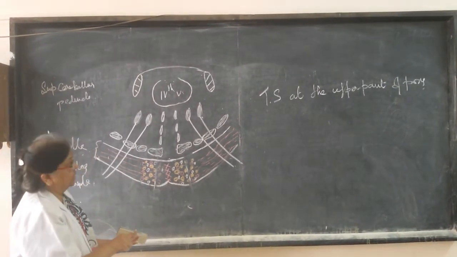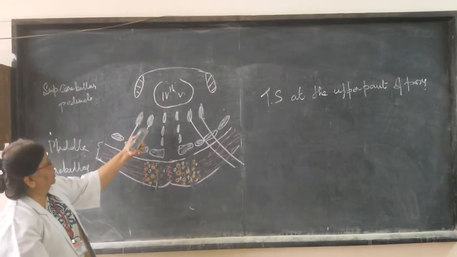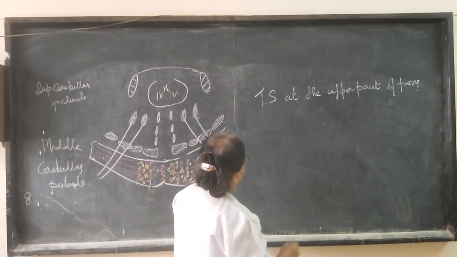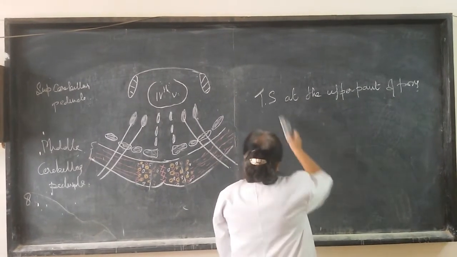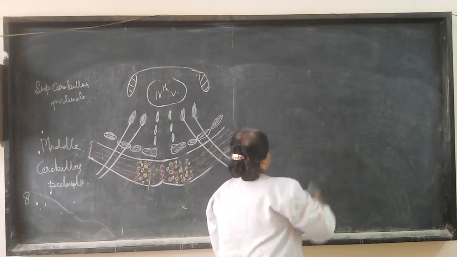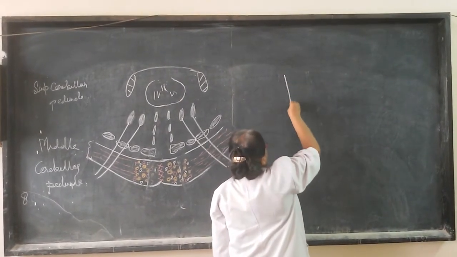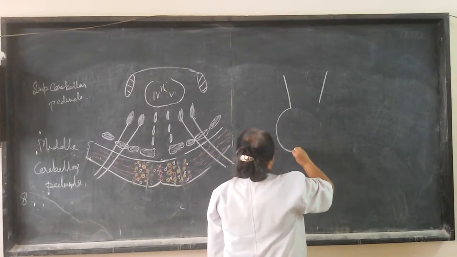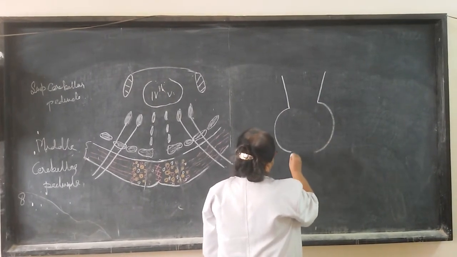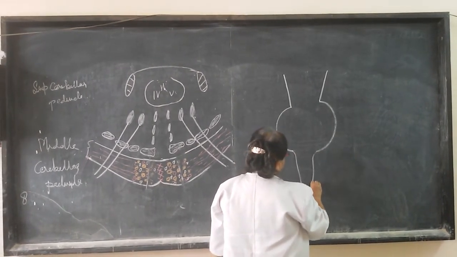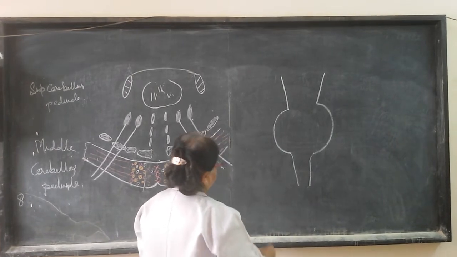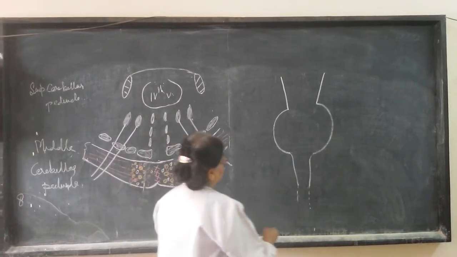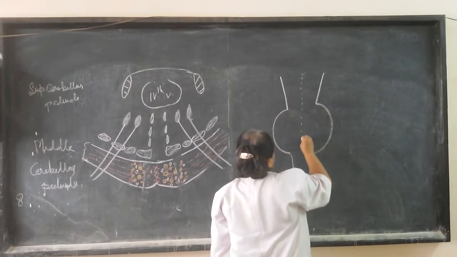Now, let us try to understand the fifth cranial nerve. We are seeing only two nuclei related to the fifth cranial nerve. Let us try to understand what the other nuclei of the nerve are. Trigeminal nerve. This is the midbrain. This is the pons. The medulla. And then this is continuous with the spinal cord. This is the midline.